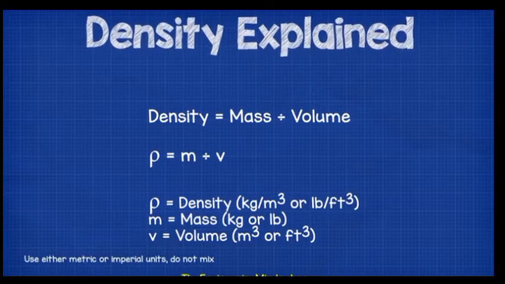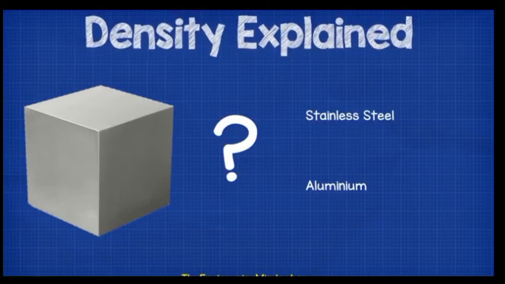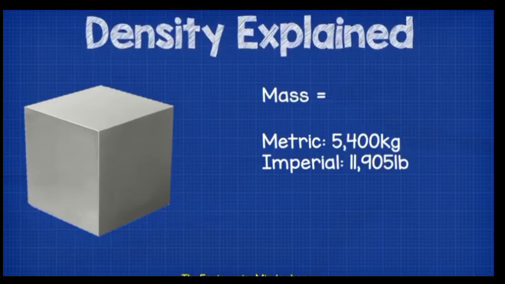So let's look at an example. You have a large solid metal block, but you're unsure what material it is made from. You're considering maybe it's stainless steel, or maybe it's aluminum, or aluminium if you're in the UK. You measure the block and you find that it has a volume of 2 cubic meters, equivalent to 70.63 cubic feet. You then weigh it and you find it has a total mass of 5,400 kilograms, equivalent to 11,905 pounds.